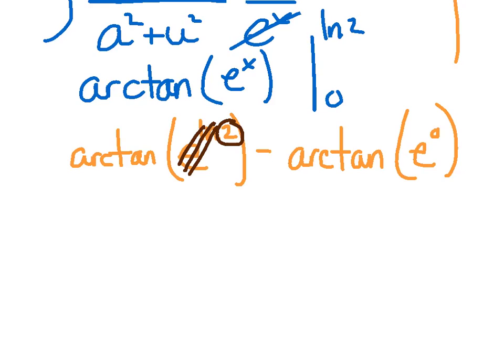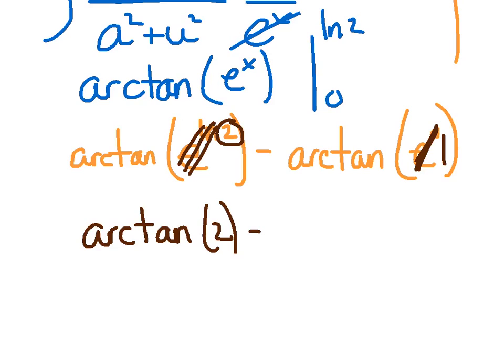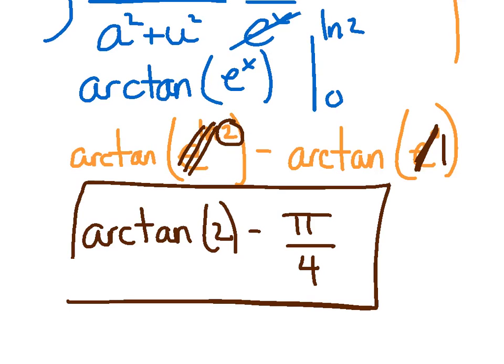Do you have any idea who to take the tangent of to get 2 as an answer? Well, I don't. If it was radical 3 over 3, or radical 3, or 1, I would know an answer, but here I don't, so I'm just going to leave it as arctan of 2 minus e to the 0. Anything to the 0 is actually 1. Who do you take the tangent of to get 1 as an answer? Well, hopefully you know that's pi over 4. So my final answer is going to be arctan of 2 minus pi over 4.